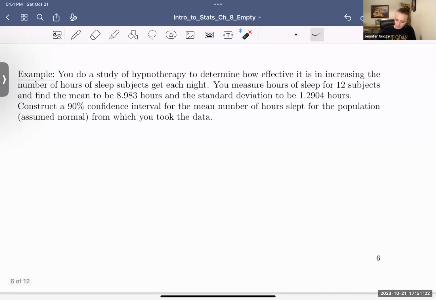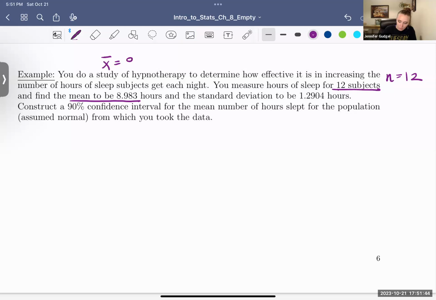You do a study of hypnotherapy to determine how effective it is in increasing the number of hours of sleep subjects get each night. You measure hours of sleep for 12 subjects. That's my N, my sample size, and find the mean to be 8.938983 hours. Sample mean, right?